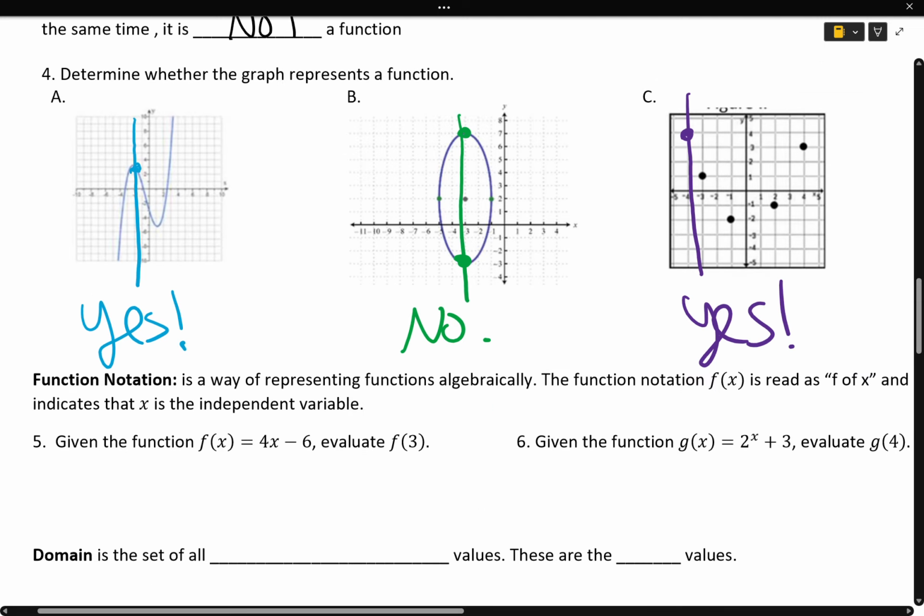For number 5, let's test if this is a function. We're going to plug 3 into every x that we see. So instead of f of x, we have f of 3 equals 4 times 3 minus 6. 4 times 3 is 12. 12 minus 6 is 6. So f of 3 equals 6. We only got one answer. This is a function.